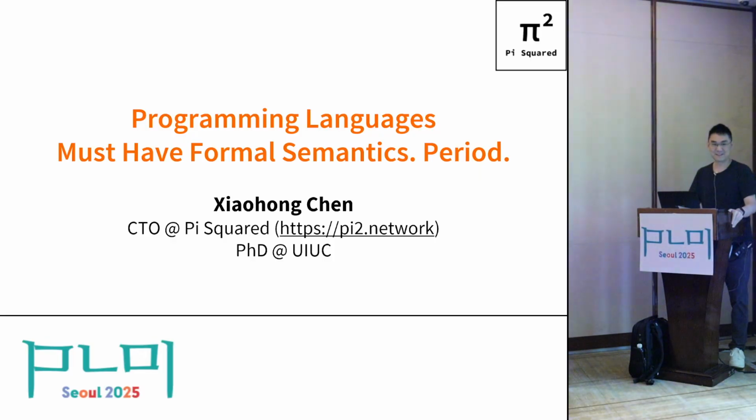Thank you, everyone. It's very nice to be here to talk about programming languages and why they must have formal semantics and what we can get out of the formal semantics. So I'm Xiaohong Chen. I'm currently the CTO of Pi Squared, a new startup focusing on the blockchain space. Before that, I got my PhD from UIUC. A lot of the work I present here is the work that I did at UIUC and the work that existed before I even entered UIUC. It's a long history of serious work on this topic.